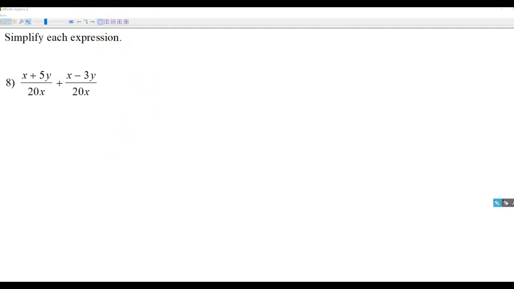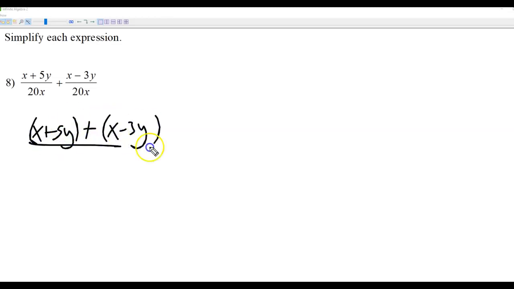Here's another one. In this case, once again, we have a common denominator. So when you have a common denominator, you just do the top on the left, parentheses are good to have, plus the top on the right. Now remember, if you're subtracting here, which we're not, but if we were, you would distribute that in, okay? So keep that in mind.